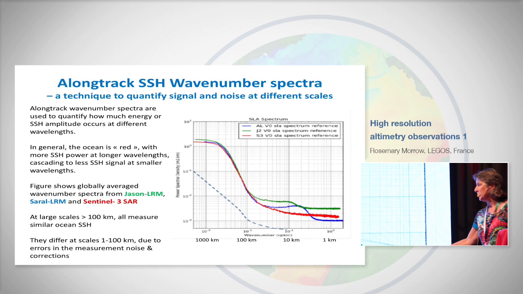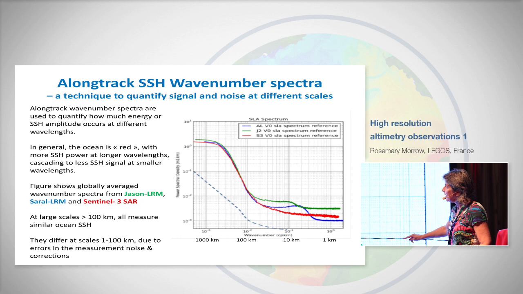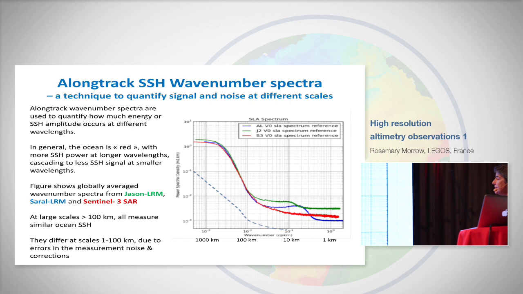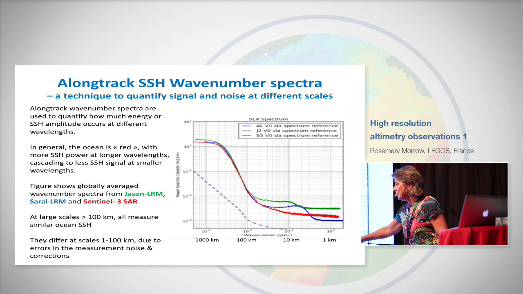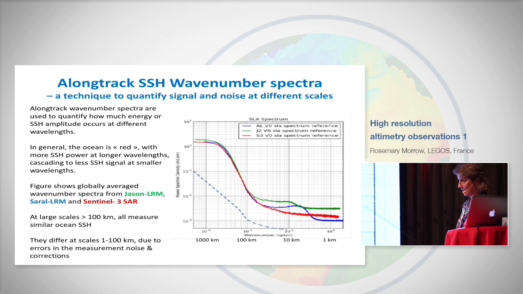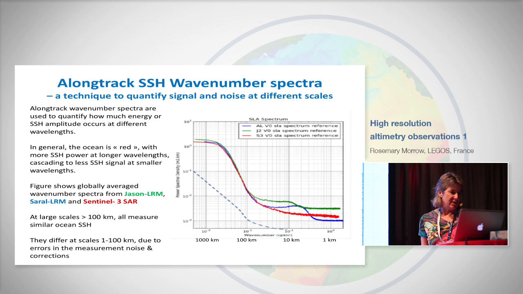For each mission, Jason has a higher level, AltiKa has a smaller level, and Sentinel-3 has this decreasing observation plus noise between 100 and the very smallest scales. So at scales larger than 100 kilometres, all of them observe essentially the same thing. At smaller scales, they each have different error levels.